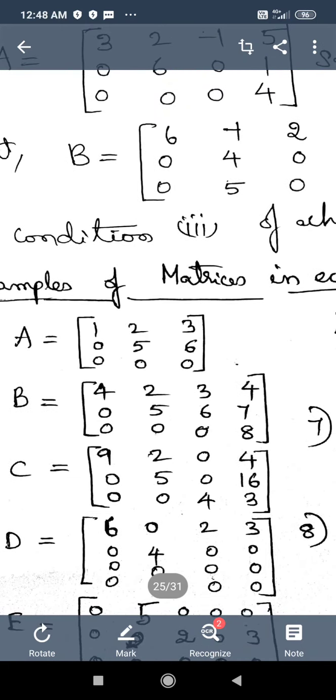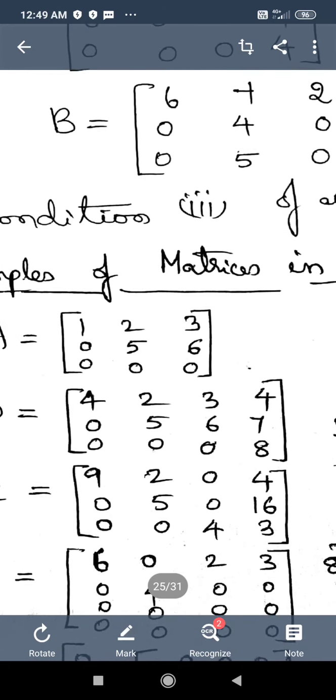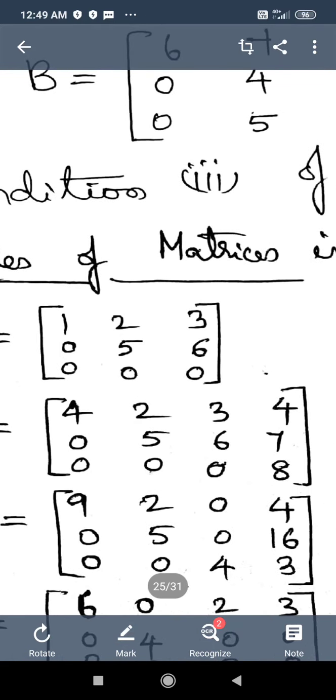Let us see. The second matrix I have given is capital B is equal to 4, 2, 3, 4, 0, 5, 6, 7, 3 zeros and 8. There are no zero rows at all, but that is not a condition. A zero row being present in the matrix is not a condition, but if at all a zero row exists, it should be below all the non-zero rows, or otherwise all non-zero rows should be present above the zero row. Here there is no zero row at all, but the second condition and third condition, how are they satisfied? Let us see.